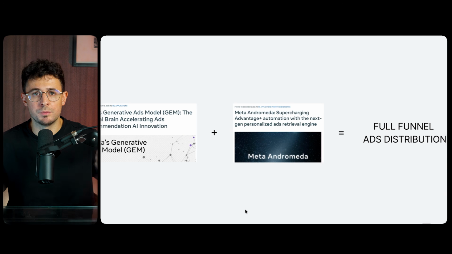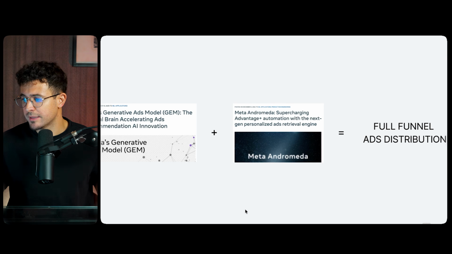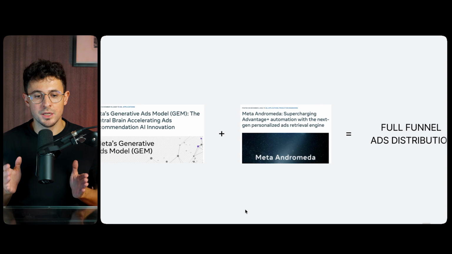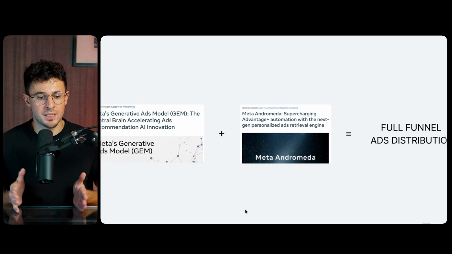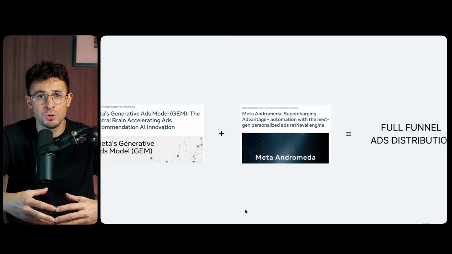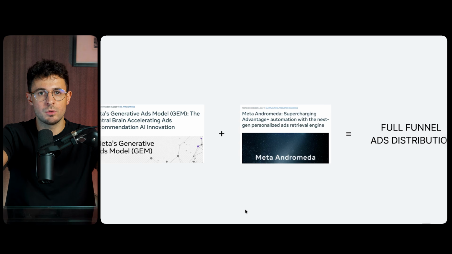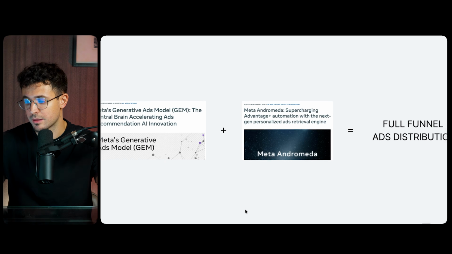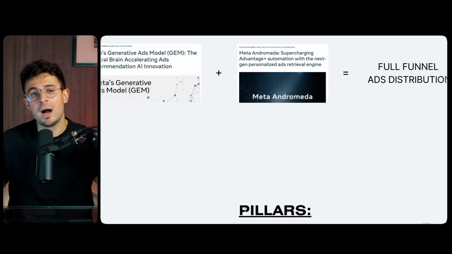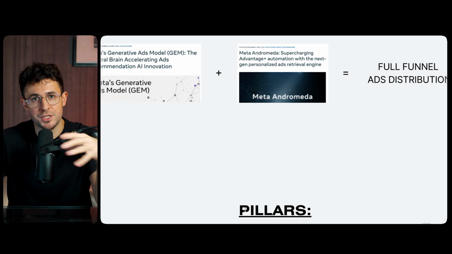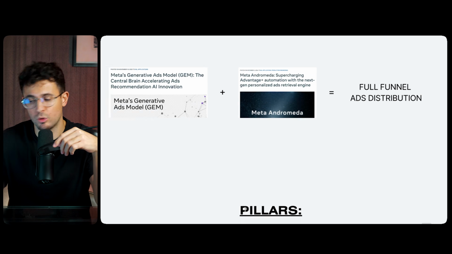Right now with Meta Andromeda and Meta Gem, Meta basically works as a full funnel ads distribution system. So you need to understand that you cannot just use random ads. You need to make sure you're distributing the ads across different user awareness stages, across different stages of the funnel, testing different messages and audiences. So what are the three pillars that help us generate the results you see above and match exactly what Meta Andromeda wants you to do?